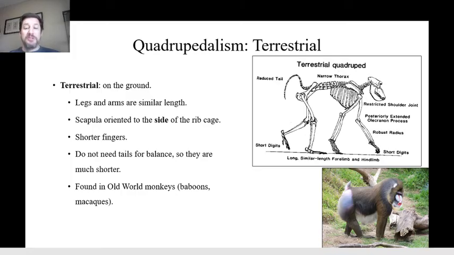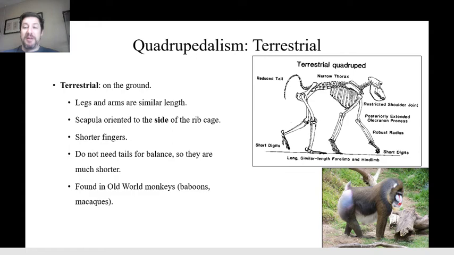So what adaptations do you have if you are a terrestrial quadruped? Well, your legs and arms will be a similar length because you want your body to be evenly raised off the ground all the time. Your scapula are again going to be on the sides of your rib cage. You're going to have relatively short fingers because you don't need to grab things. You just need to plant your hands and feet in order to move. You don't need your tail for balance, but most of these species have not lost their tails, and so they just have a short tail that's just kind of there.